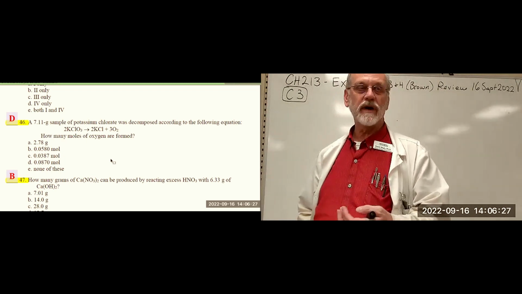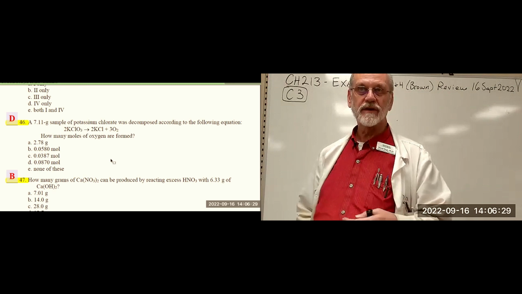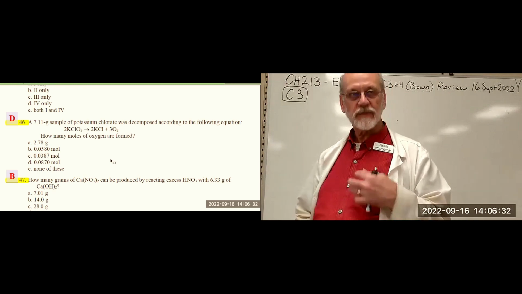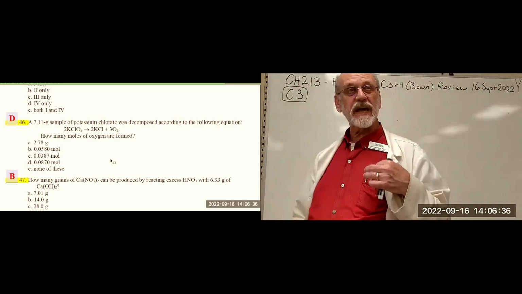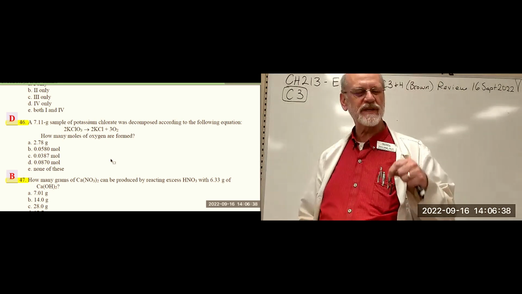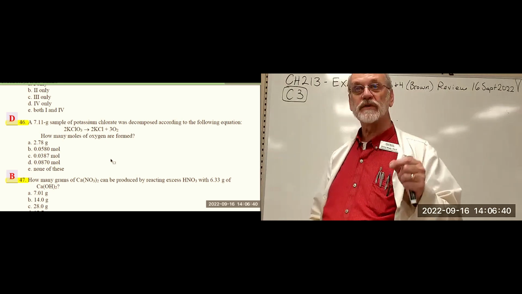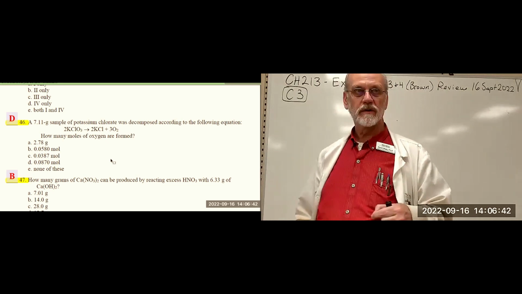Because you can't go anywhere in an equation with mass. It doesn't work that way. It's got to be moles. So you need 7.11 grams of potassium chlorate, and you need molar mass of potassium chlorate to find out how many moles it is. Then where do you go?